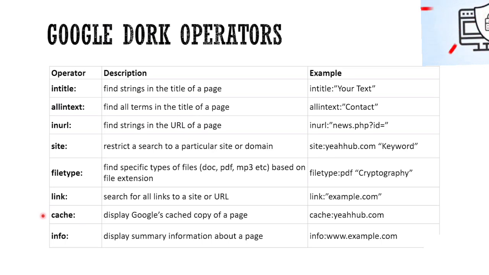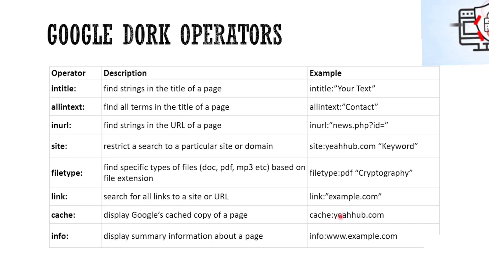So here's an example. intitle, your text, well, probably not your text, but whatever you want to put in. So the title of the page would be something specific. allintext contact. Or inurl news.php?id=. So we can look at all these different things like site or filetype. We only want PDF with cryptography. Or we want links to example.com, or we want cache of yahoo.com, or we want info about a particular site. These are some examples here.